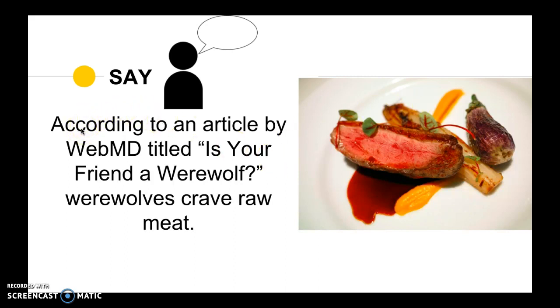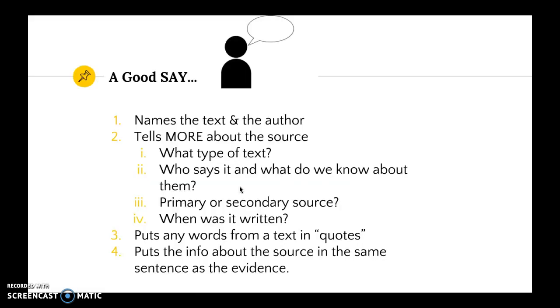According to an article by WebMD titled, "Is Your Friend a Werewolf? Werewolves Crave Raw Meat." A good say names the text and names the author. A good say also tells more about the source. What type of text is it? Who says it? And what do we know about them? Is this a primary or a secondary source? And when was it written?